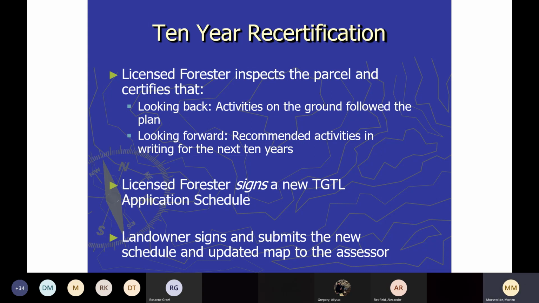Having done that, the licensed forester can then sign that new or recertification application. It's the same form as for a new certification. And then the landowner signs that. Basically what you're signing is an attestation that says, yes, I'm following my plan. I have followed my plan, and I intend to continue to follow the updated plan, and you submit that again to the assessor, and you should be good to go, at least as far as your obligations to the town for 10 years.